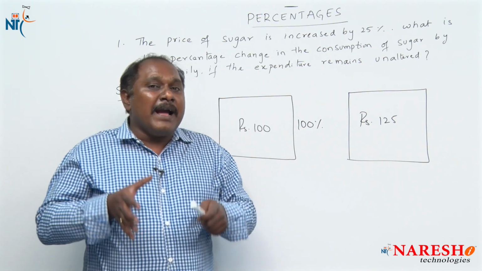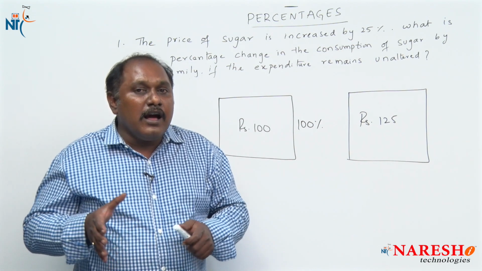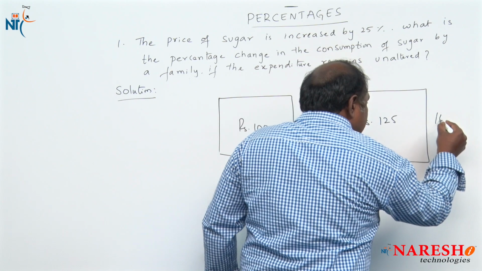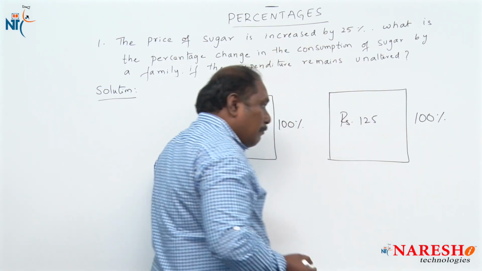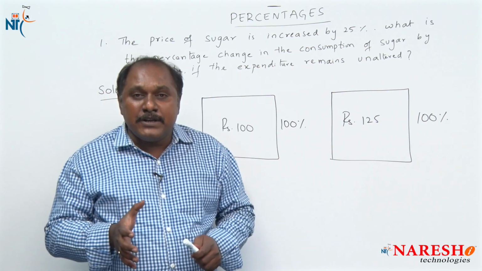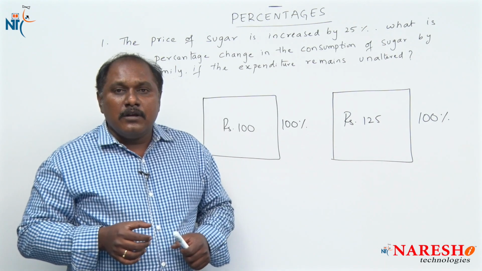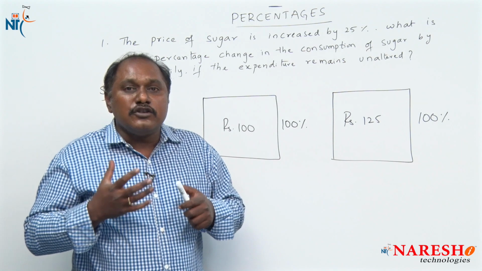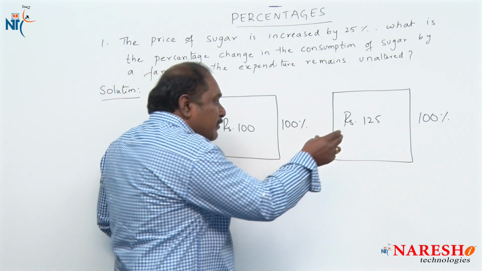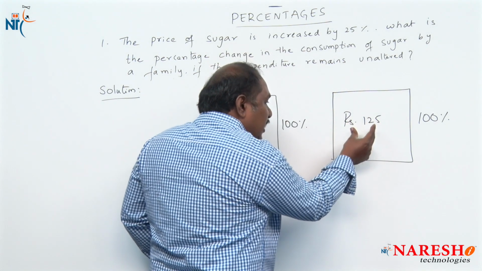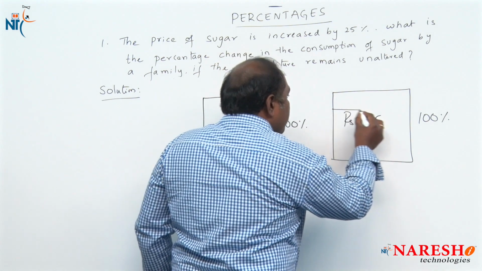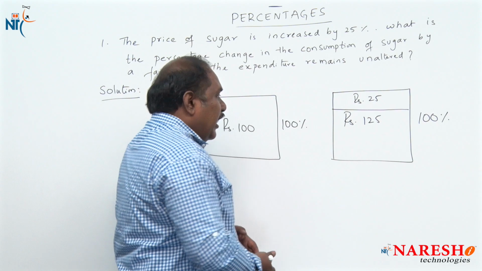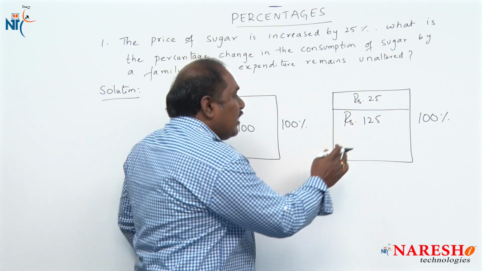Assuming that the packet of the sugar will be only 100, I bring only 100 to the shop. Now this 125 rupees is now 100%, but I bring only 100 rupees to the shop. Now I want to buy sugar for 100 rupees. Now what will the shopkeeper do? Definitely from this packet of sugar, which is 125, he has to remove 25 rupees worth sugar. That means he will be giving me only 100 rupees worth sugar.